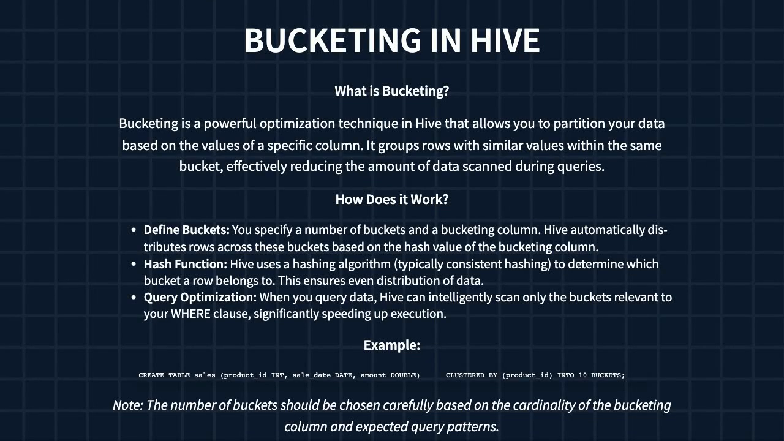Let's talk about bucketing in Hive, a super useful optimization. Basically, it's like creating smaller groups within your data, or buckets, based on the values of a specific column, like product ID. Hive then uses a clever hashing process to automatically distribute rows into these buckets. This means that when you run queries, Hive doesn't have to scan all your data. It can just focus on the relevant buckets, making queries much faster and more efficient, especially helpful with large datasets.